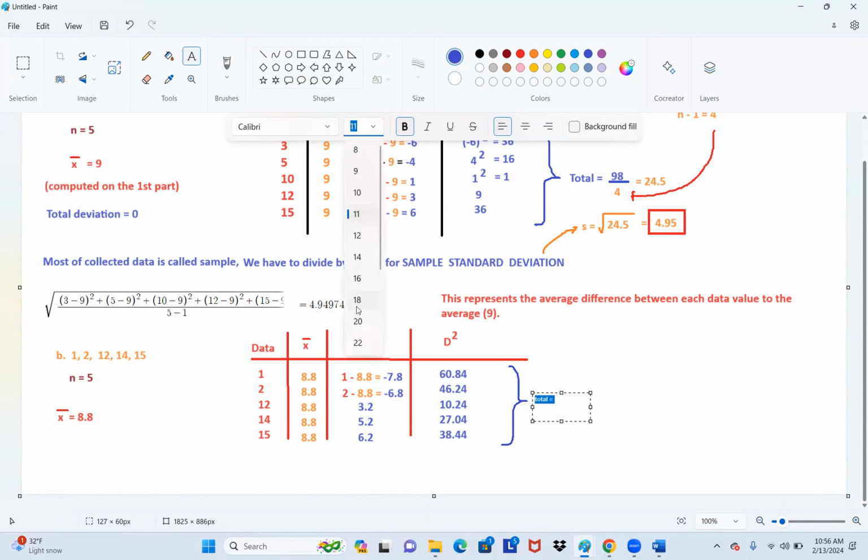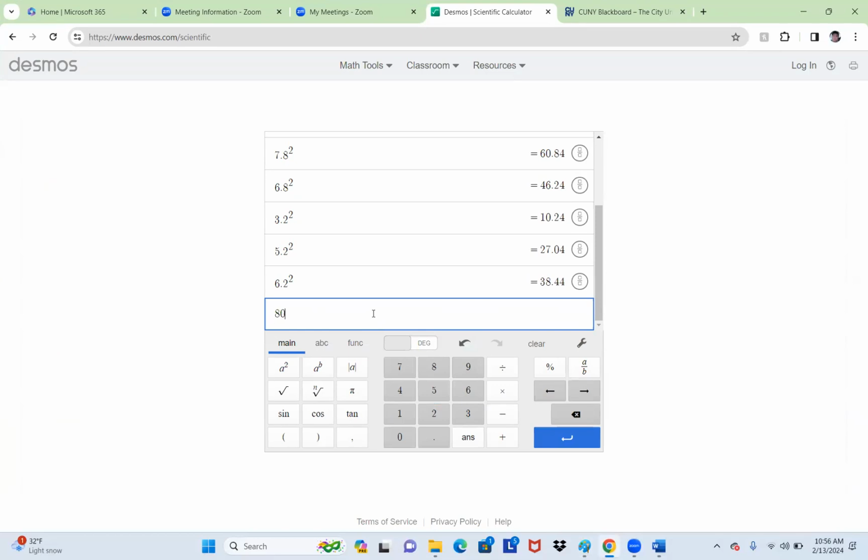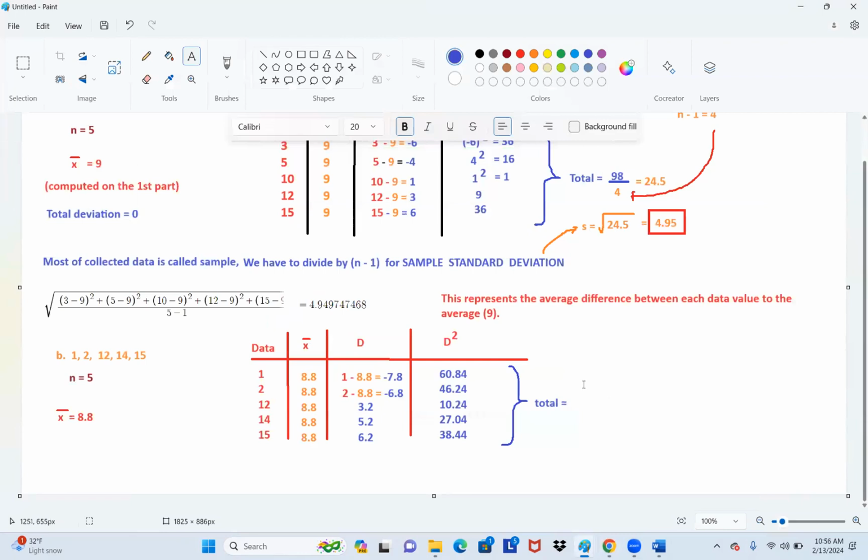So again, the total should be computed. On a calculator, we're going to take 60.84 plus 46.24 plus 10.24 plus 27.04 plus 38.44. So we have the total is 182.8. Are we good? Are we good with that, people?